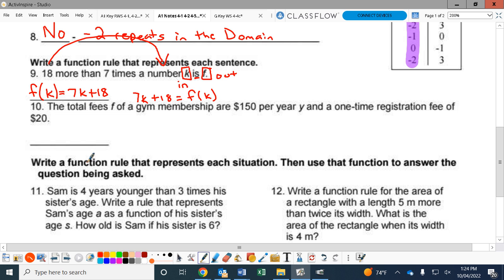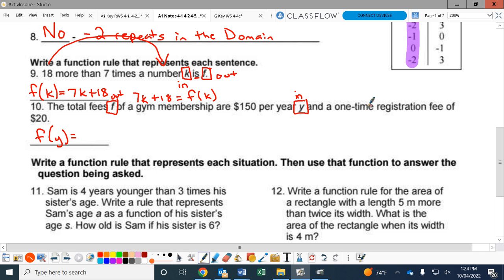Alright, here we go. The total fees F of a gym membership are $150 per year. Why? Guys, the cost is dependent on the year. So it's going to be F on the outside. The years are going to decide how much it costs, so that goes on the inside. So it's going to be f of y.